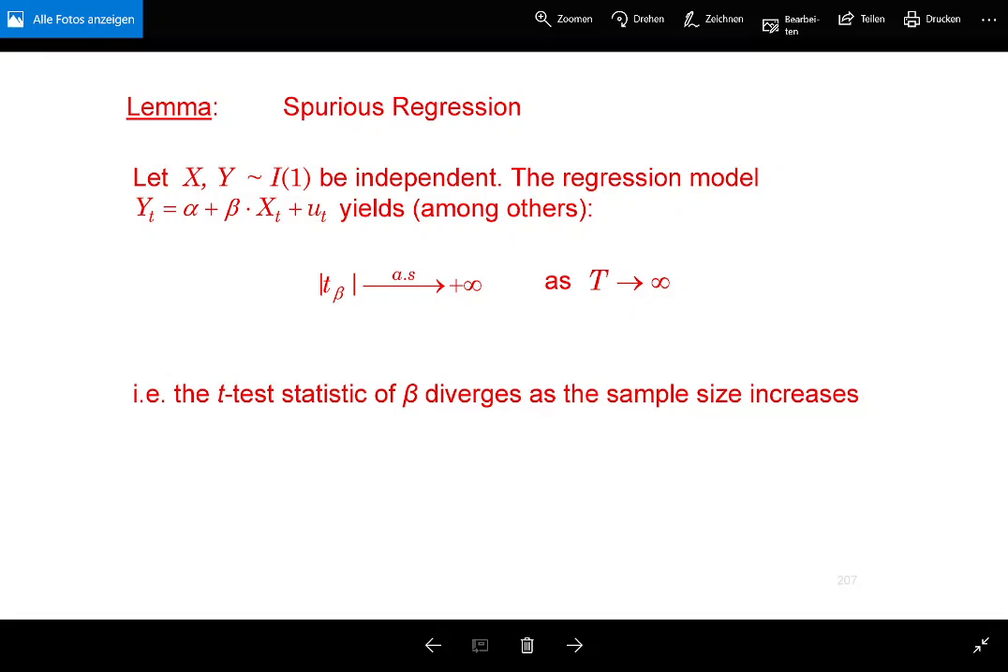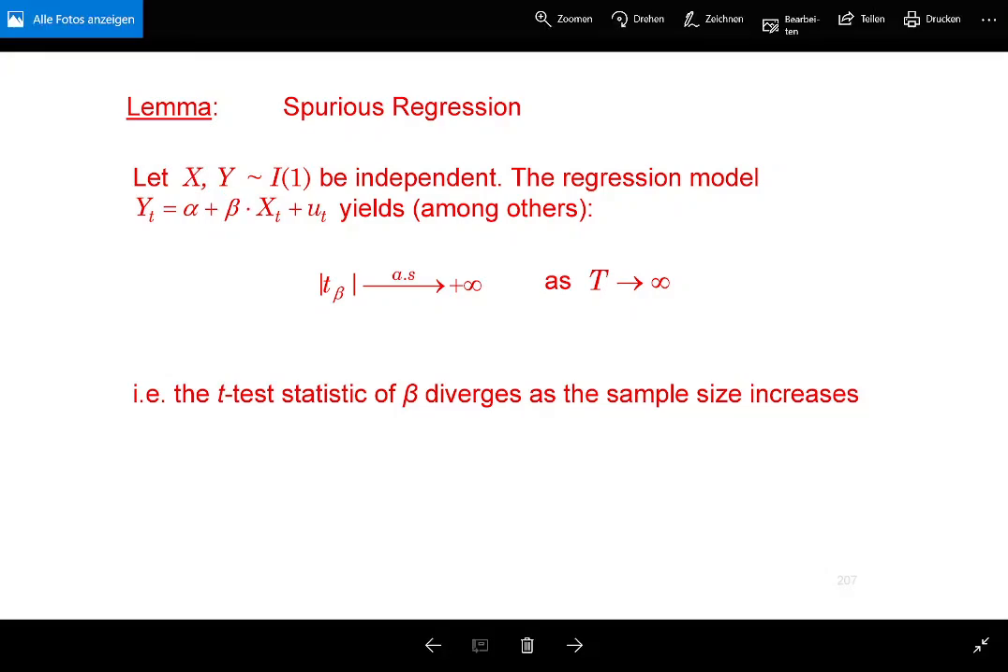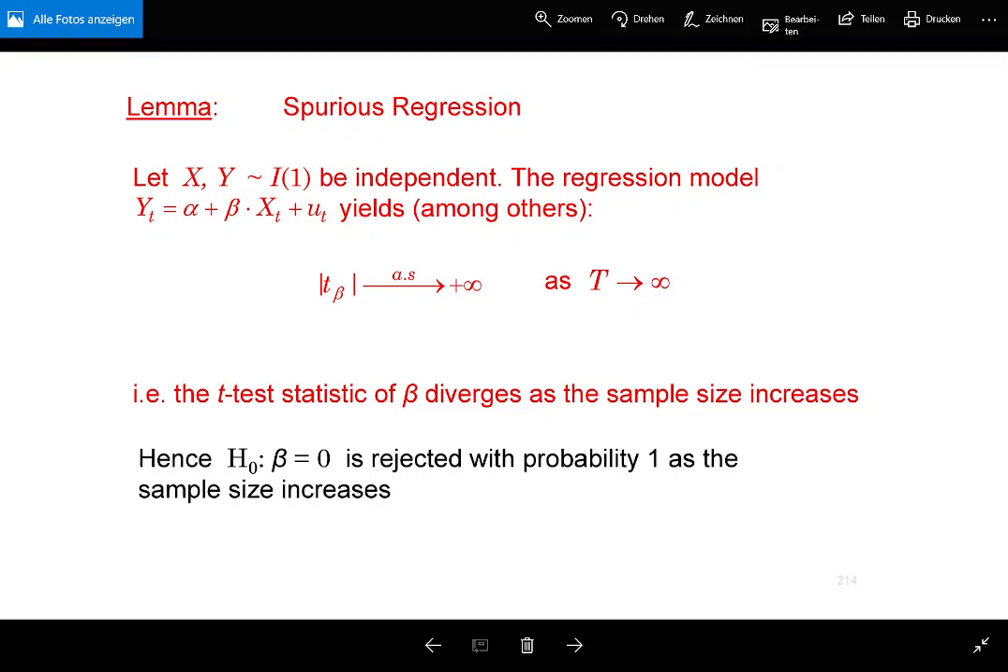So it goes, I mean, the absolute value, of course, because it doesn't matter whether the relationship that you would estimate would be positive or negative between the two. So that means that the null hypothesis that the parameter is not significant would be rejected with probability 1 as the sample size increases. Of course, there is no such thing as an infinite number of observations, right? So that is a theoretical concept. But as the sample size grows, so does the probability of rejection.